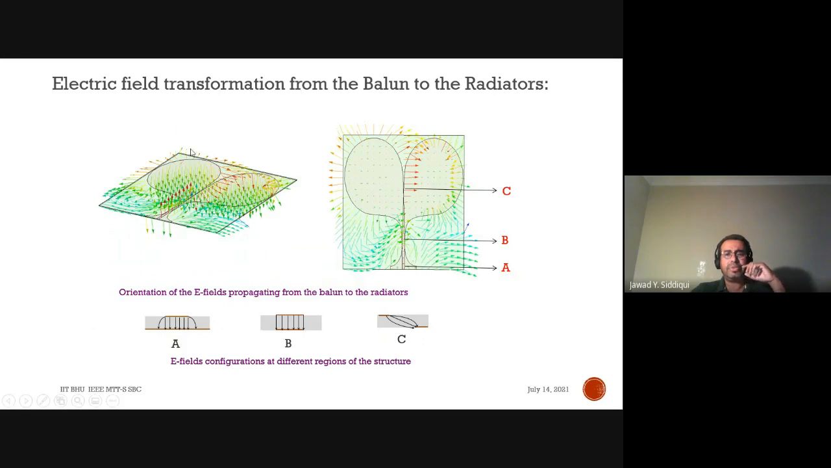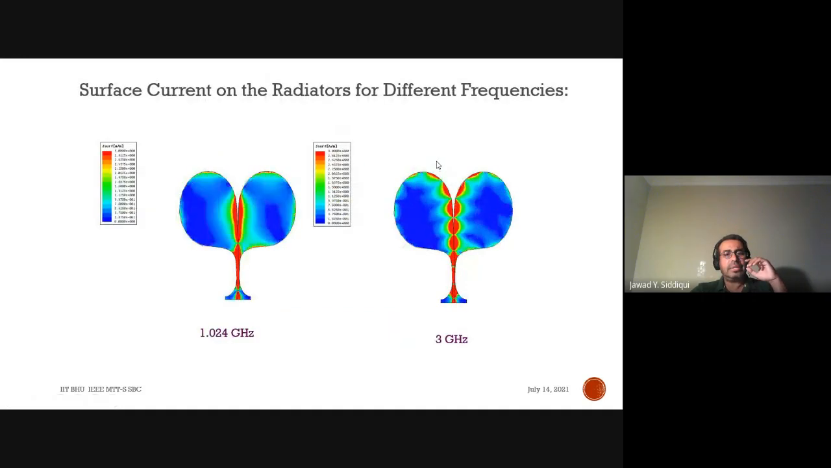The electric field transformation from the balun to the radiator, as you can see in this antenna, is where the electric field gets skewed. It starts as a microstrip line and goes to a parallel line, and then it gets skewed, and this is how the electric field excites this antenna, and this antenna radiates. These are the standing waves at 1 GHz, and this should be 8 GHz, not 3 GHz.